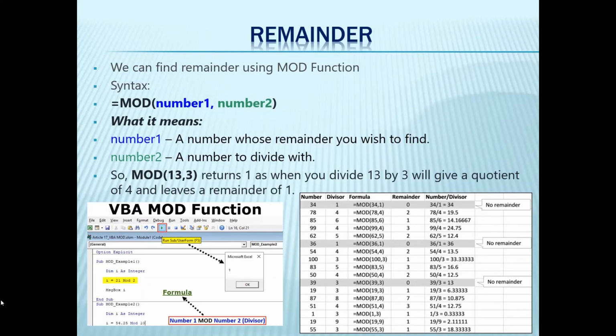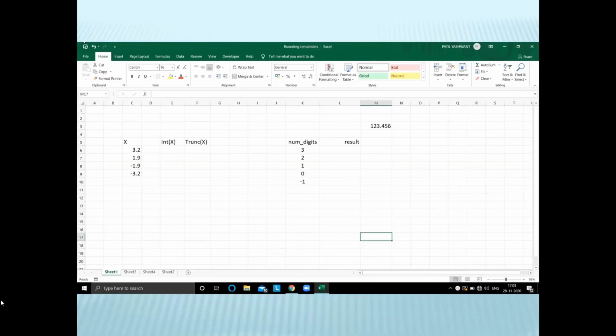Now what it means: the number whose remainder you want to find, and the number to divide with. So for example, mod 13 comma 3 returns 1, as when you divide 13 by 3 it gives a quotient of 4 and leaves a remainder of 1. The photos will tell you more about the mod function, and the right side photo will tell you the number, divisor, its formula, and how the mod function is used. We will look upon this in the video.